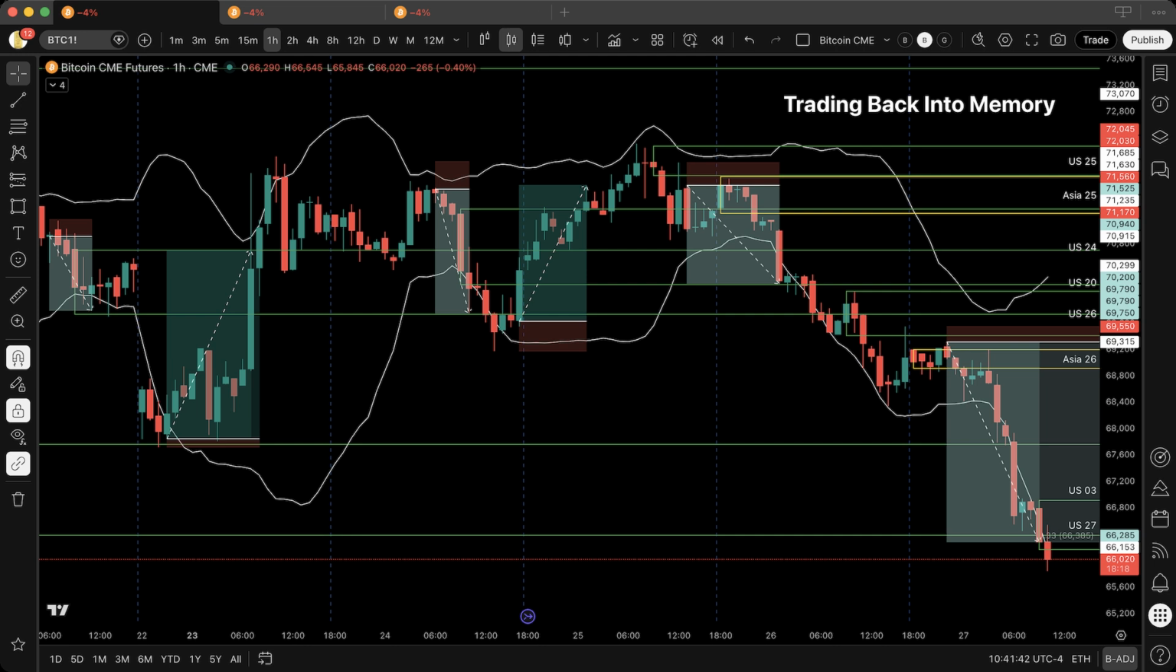The March 25th Asia session formed between two existing U.S. session boundaries. Above was the upper region of the March 24th U.S. session. Below was the lower region of the developing March 25th U.S. structure. This is not expansion space. This is containment. When a session forms between prior session boundaries, it inherits their limits. That means distance is not free.